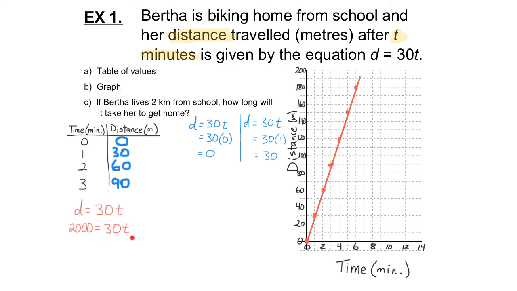Now I have an equation that I can solve. To isolate t, I need to divide both sides by 30. So when I do that, these cancel out on the right-hand side. I'm left with t isolated. 2,000 divided by 30 is approximately 66.7. So I can finish with a sentence. It will take her 66.7 minutes to get home.